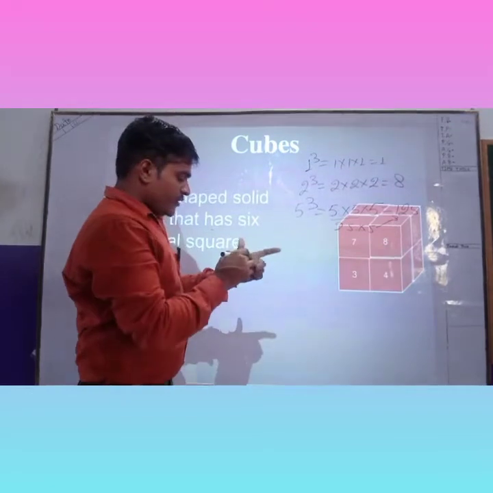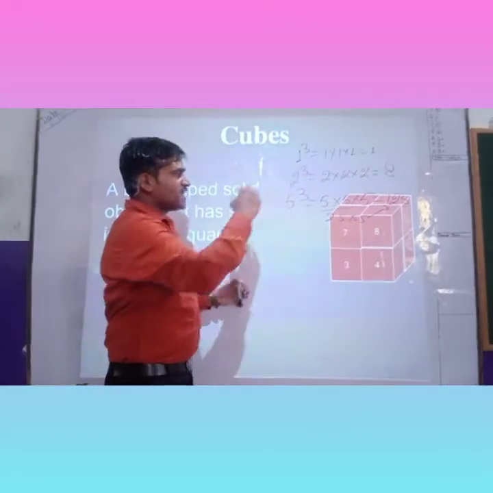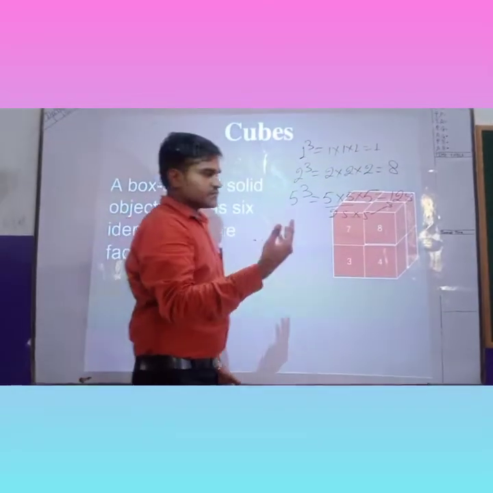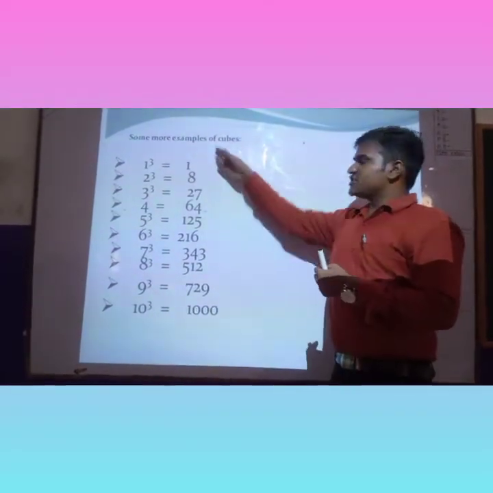25 multiplied by 5 is 125. When we have to find the cube of a number, that number is multiplied by itself 3 times. Some more examples of cubes are given there. You must learn them.